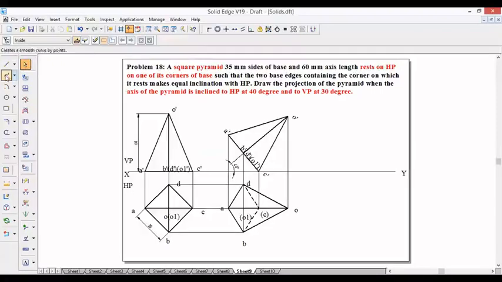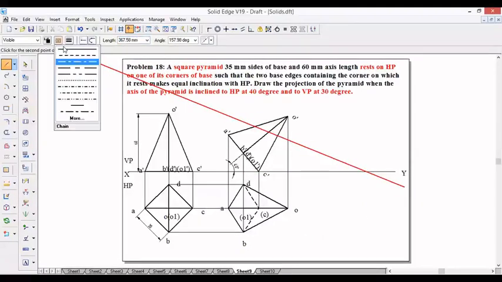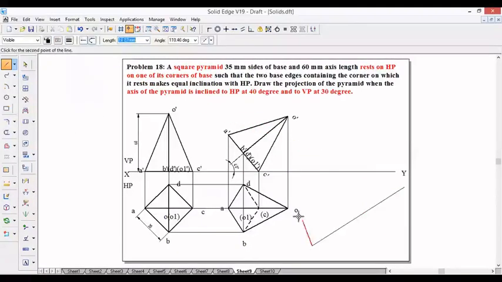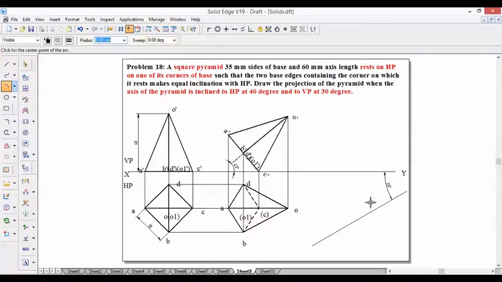VP, the axis is inclined to VP at 30 degree. So let us take a 30 degree construction line. Since the axis is inclined to both HP and VP, we need to construct the apparent angle. We need to construct the locus and find the apparent angle. The original height of the pyramid is 60. By the arc by center point method, 60 is the radius to draw an arc.